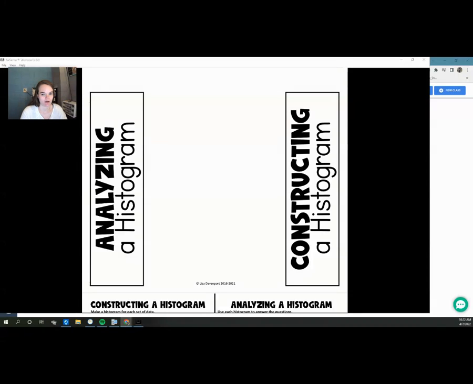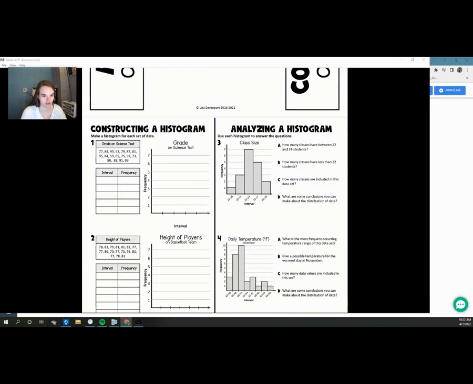All right, guys, today we're going to be talking about histograms. We're going to construct histograms and we're going to analyze histograms. So let's talk about constructing the histogram first. Now, just to kind of talk about what a histogram is.